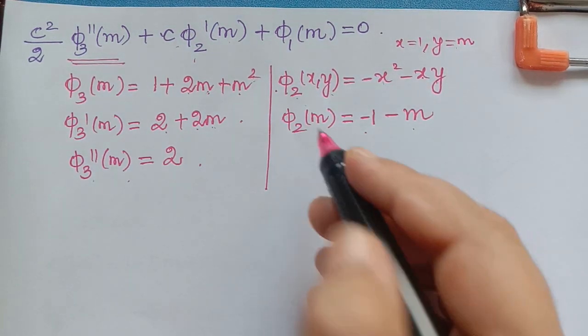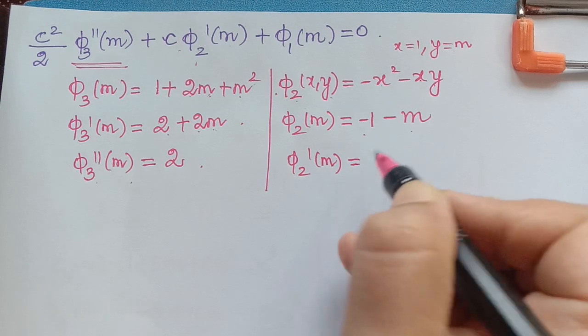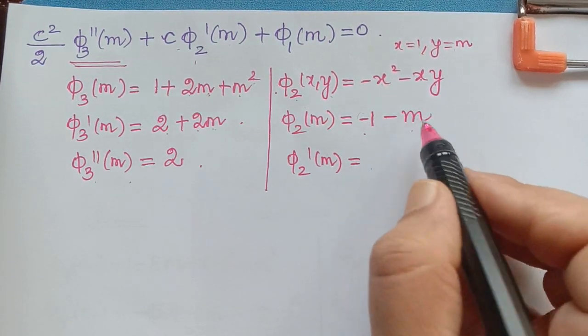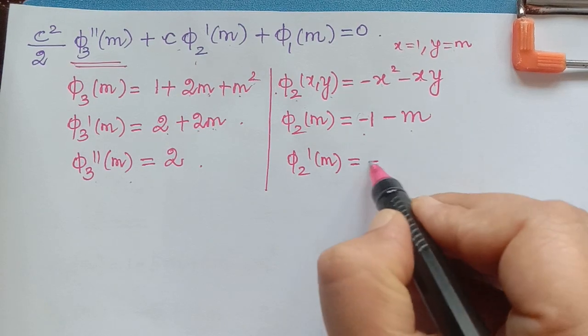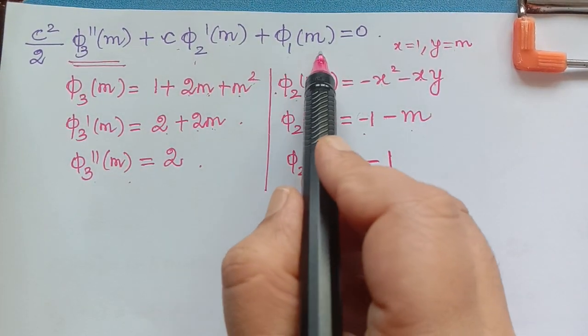Now we have to find phi 2 dash of m from this, which will be equal to, when you differentiate minus 1 it will be 0, when you differentiate m it is 1, so we have a negative sign here, so this will be minus 1. And then we have to write phi 1 of m.